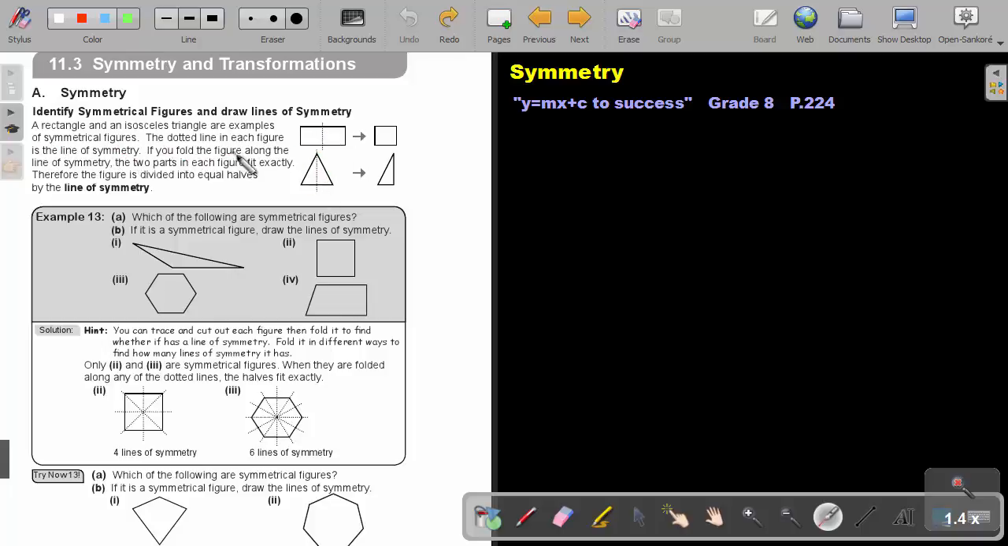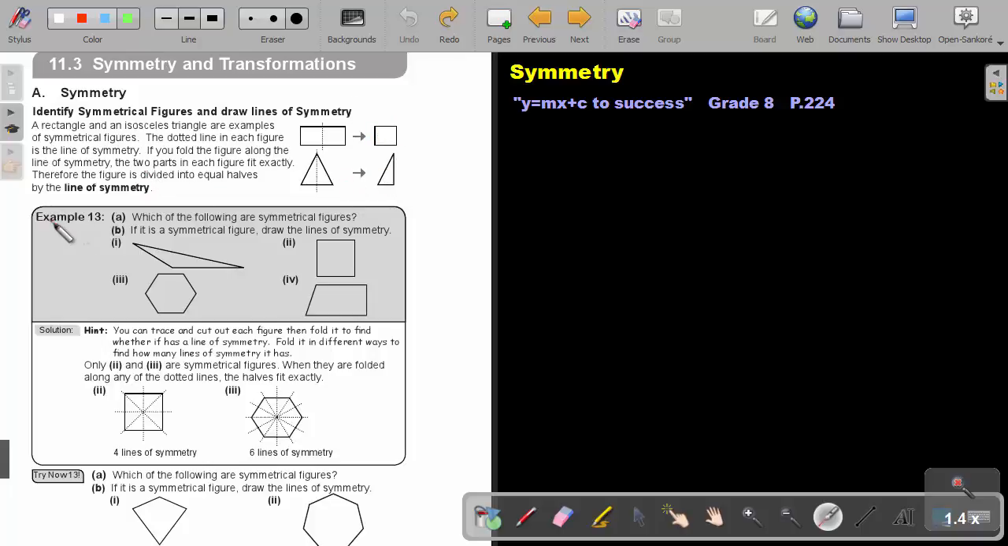If you fold the figure along the line of symmetry, along that dotted line, the two parts in each figure fit exactly. This part fits on this part. Therefore, the figure is divided into equal halves by the line of symmetry. This is how it will look if it's folded.